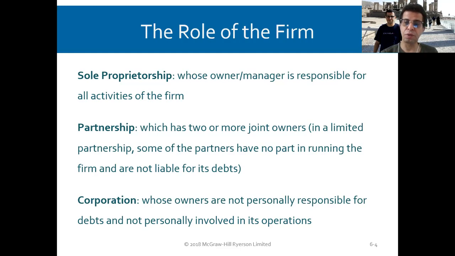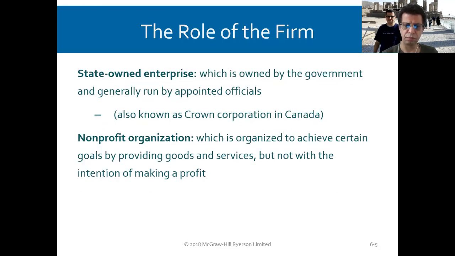The third type is the corporation, where the owners are not personally responsible for the debt. So if it goes bankrupt or has a loss, they are not responsible for the debt and not personally involved in the operation. Different people operate it, and that's where you see the stocks and shares and all these things.